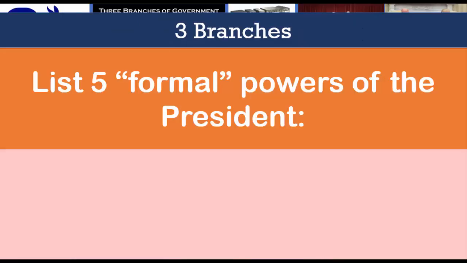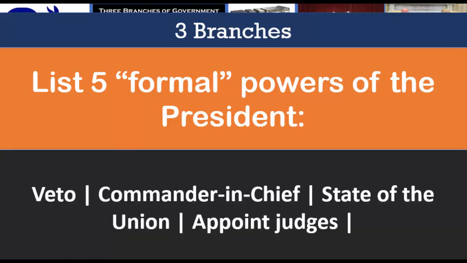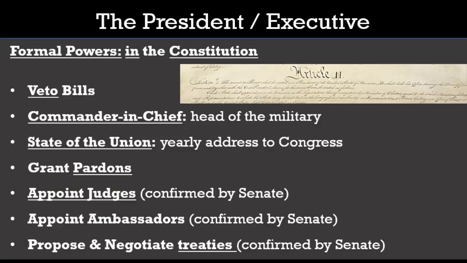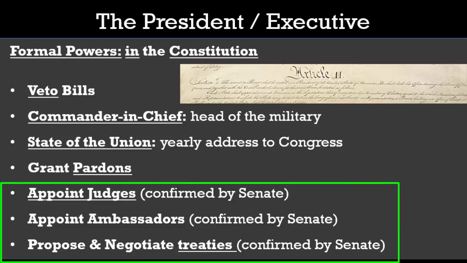Okay, so to look at those informal powers, let's see if you can list 5 formal powers in the Constitution. If you said veto, commander-in-chief of the military, giving the State of the Union address to Congress, appointing justices of the Supreme Court, and there are more, but you would be right. In addition to the ones we mentioned, the president has the power to pardon individuals convicted of crimes, appoint ambassadors, negotiate treaties, but notice that those last three must be confirmed by the Senate.